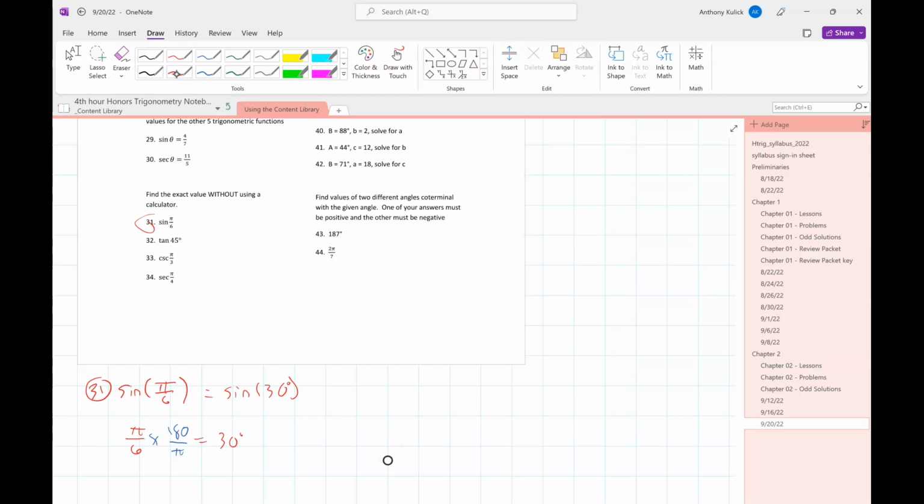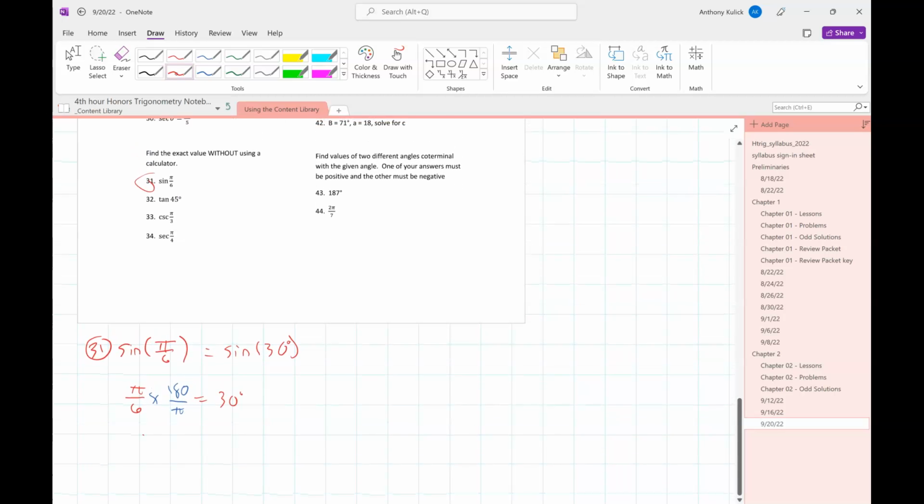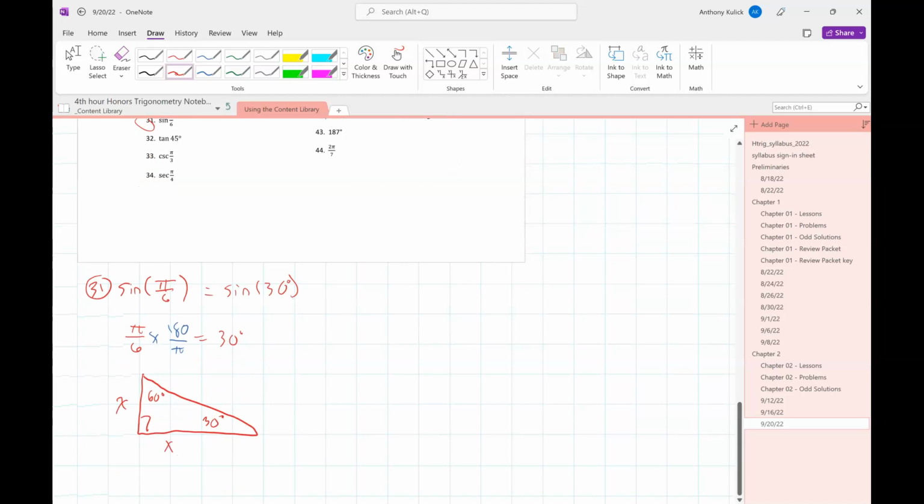Oh, 30 degrees. I recognize that guy now. That's part of a 30, 60, 90 right triangle. So when I write in my side lengths, they're x, x root 3, and 2x. So if I use SOHCAHTOA, opposite is x, hypotenuse is 2x. That reduces down to 1/2. Yes. Uh-huh.